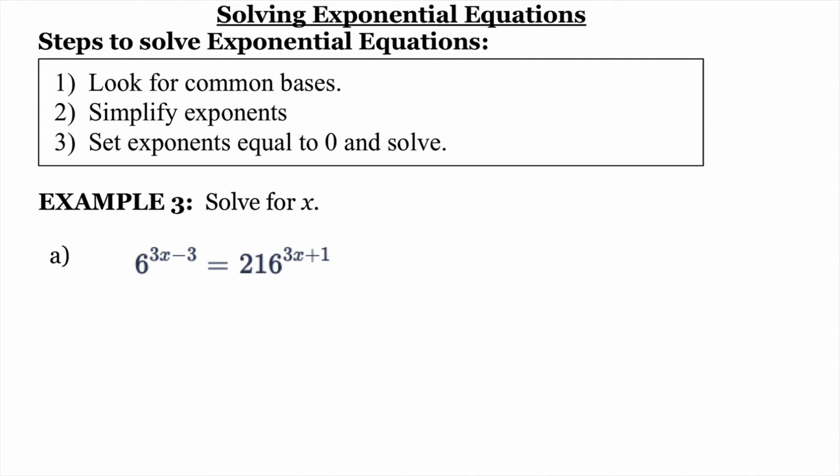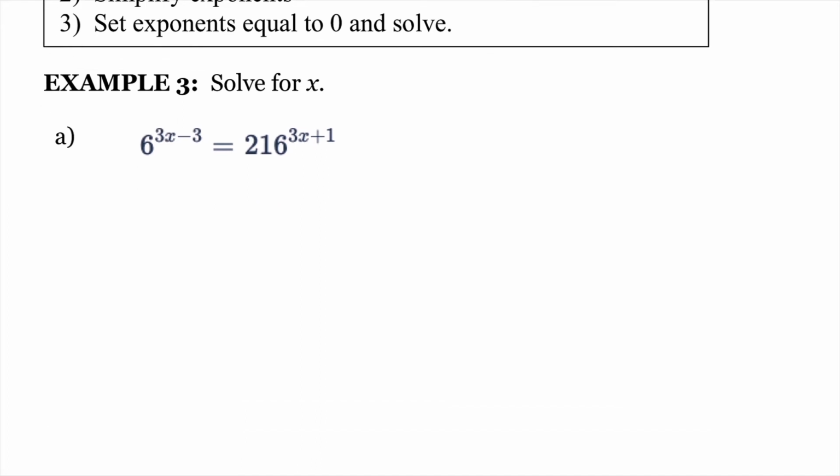So the first step is look for a common base. Now with exponents, the base is the big number. With logs, the base is the small number. So we're gonna start with the big number. We got 2 of them. We got a 6, and we got a 216. Those are the bases, okay? And then the little numbers are the exponents.